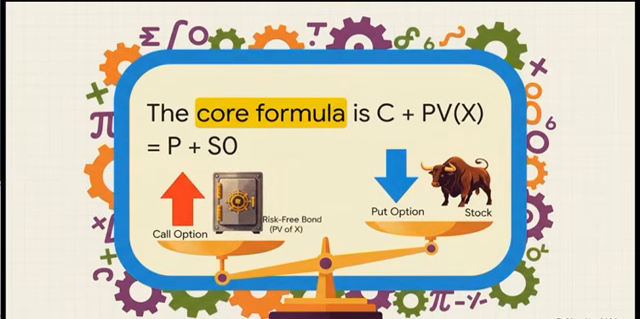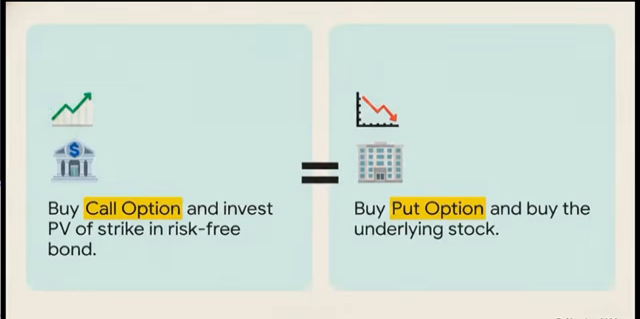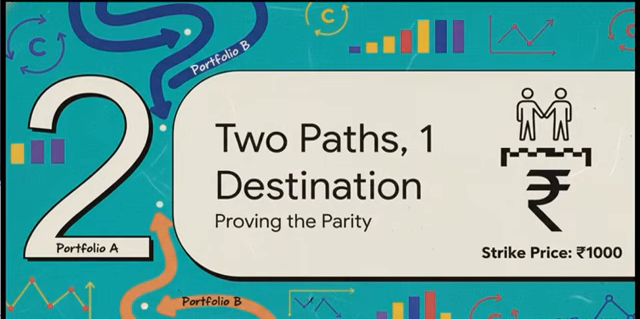Now, I know this looks super abstract right now, but we are going to bring this totally to life. Let's imagine you're setting up 2 completely different magic portfolios. For portfolio A, you buy a call option and you invest the present value of the strike into a risk-free bond. For portfolio B, you go a totally different route. You buy a put option and you buy the actual underlying stock. Put-call parity basically dictates that if these 2 completely different portfolios have the exact same future cash flows, they must have the exact same price today. No exceptions.